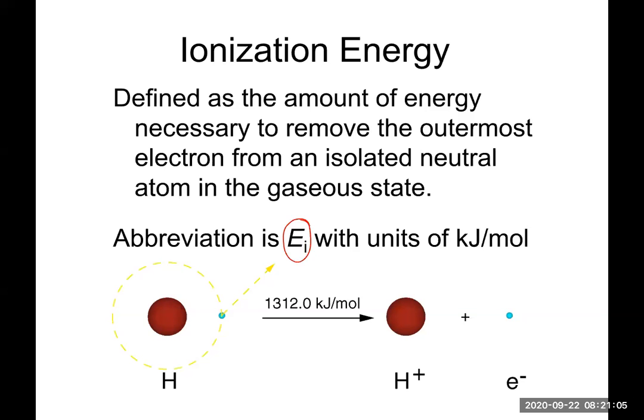Turns out that if we remove that one electron from hydrogen, it's going to cost us 1,312 kilojoules per mole. And you'll notice that the units for ionization energy are given in kilojoules per mole. They can be given in other ways, in kcals per mole or in joules per mole, but often when we look up these values on data tables, we see the units in kilojoules per mole. So this is the most popular convention.